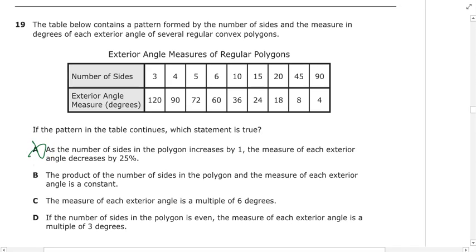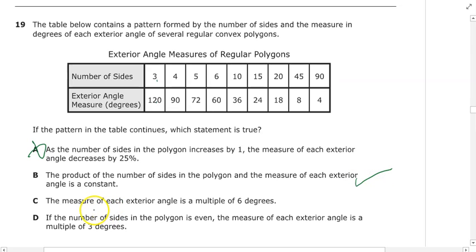All right. The product of the number of sides in the polygon and the measure of each exterior angle is constant. So when I multiply these, is that true? So what is 3 times 120? 360. 4 times 90, 360. 5 times 72, 360. Let's check the last one here. 90 times 4, 360. Yeah, product means multiply. If I multiply the number of sides and the exterior angle measure, I do get 360 every time. So that product remains constant. Pretty sure this is true.